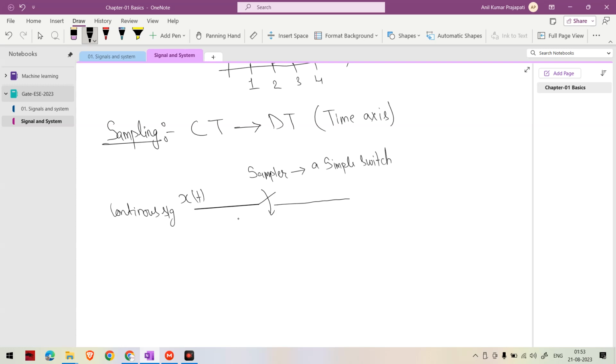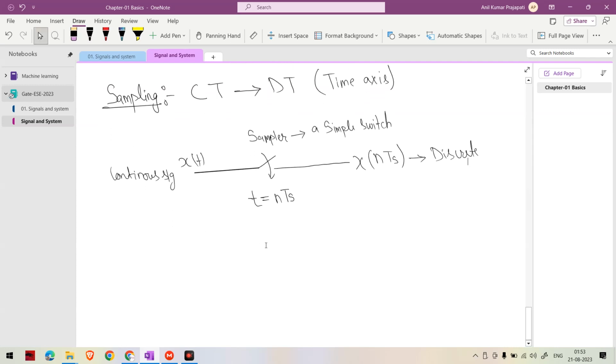and for example now you want to turn this switch on and off at a particular interval. So let's say at t equal to nTs you want this switch to turn on and off. So what output will you get? You will get output in terms of x(nTs). Simply replace that t with nTs basically. So you will get a discrete signal here.